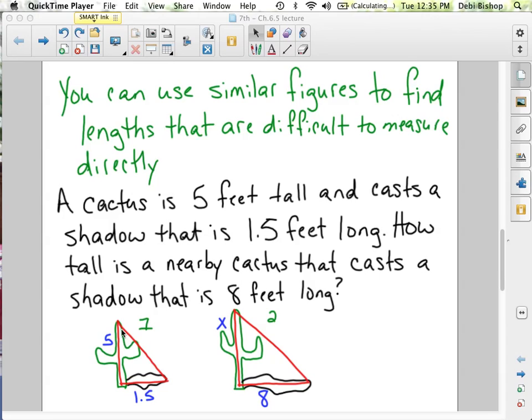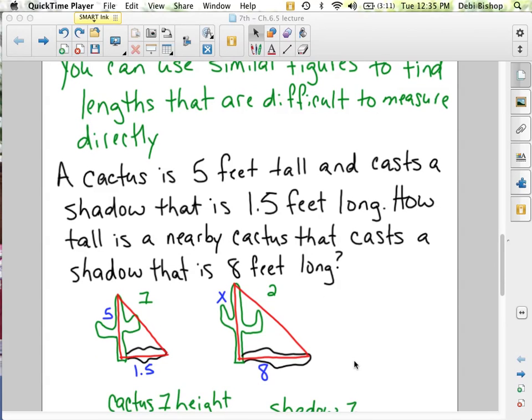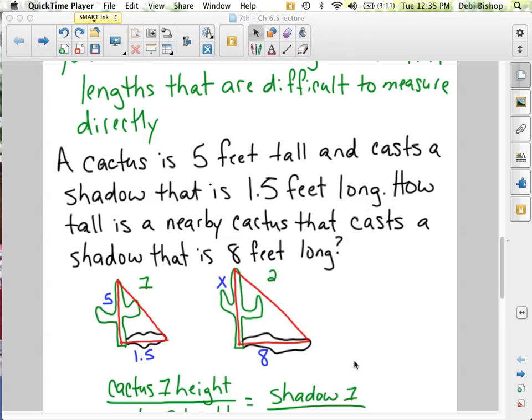So I drew a picture of what I know. Well, I know I have a cactus that's standing up, and I know it casts a shadow. And then I say, okay, well, the height of my cactus is 5 feet, and its shadow is 1.5 feet. I'm going to call this cactus 1. My nearby cactus, I'm going to call cactus 2. Well, I don't know how high it is, so that's my unknown, my X, but I do know it casts an 8-foot shadow. And since it's a nearby cactus, we're assuming that we can get a good estimate of how long it is with the shadow lengths.